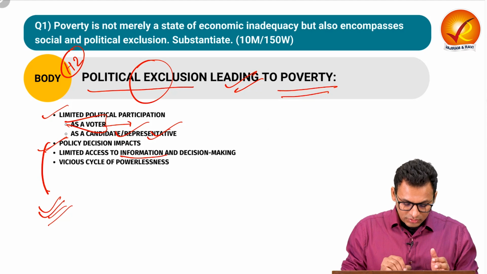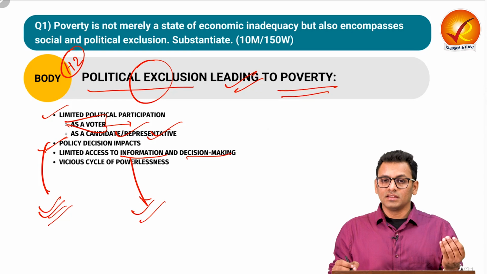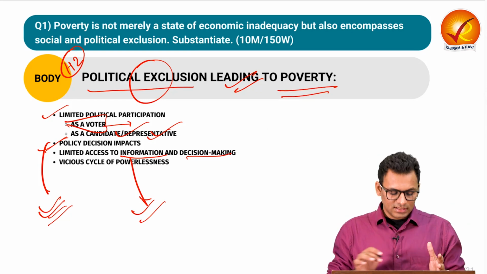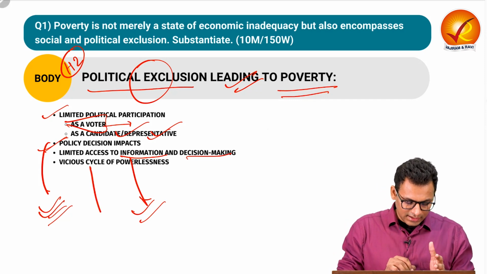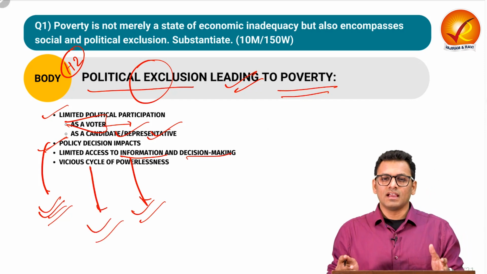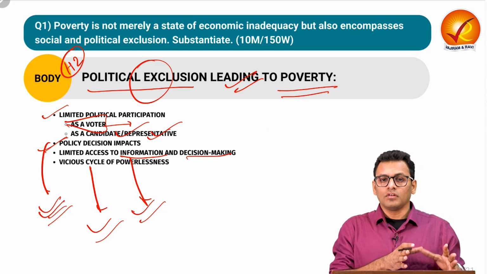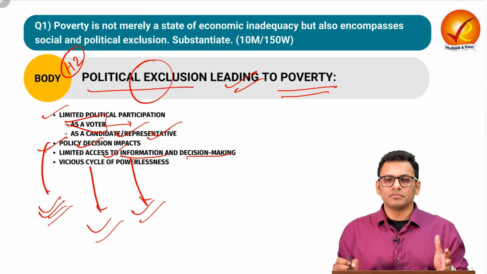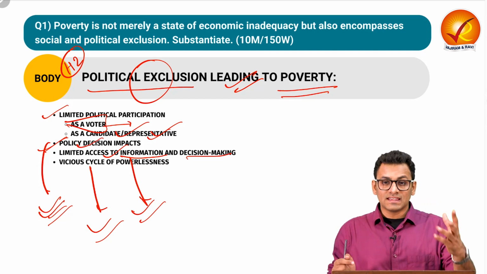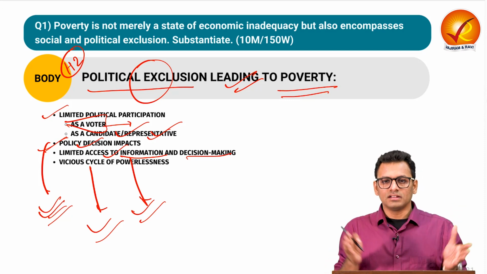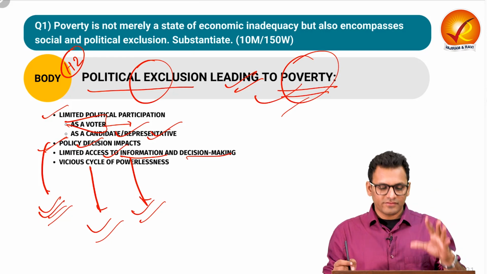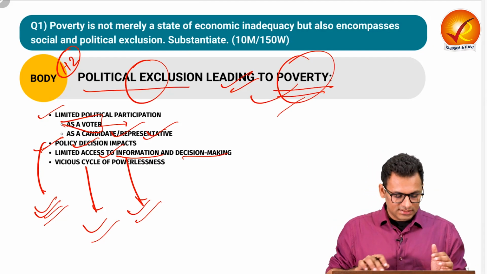The second is limited access to information and decision making. Again, with respect to information, they do not have the medium, such as access to digital tools. Now those kind of limitations can also impact political exclusion. And next is vicious cycle of powerlessness, as they do not have access to information and to policy decision making. They do not have say in the process, and that cycle continues, and because of that this leads to poverty. So this is how you can frame your heading 2's points.